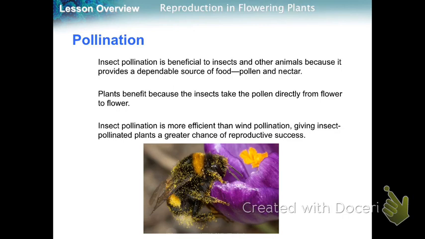Insect pollination is beneficial to insects and the flower itself, obviously, because it provides a source of food to the insect and to the other animals, pollen and nectar. And then, like I said, the plants benefit because there's a pollination event going on. You can see this bumblebee is covered with pollen grains. Insect pollination is more efficient than wind. Insect pollinated plants are more fit. They have a greater chance of reproductive success.